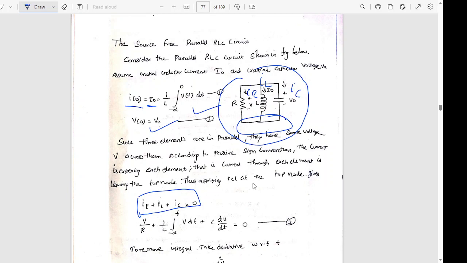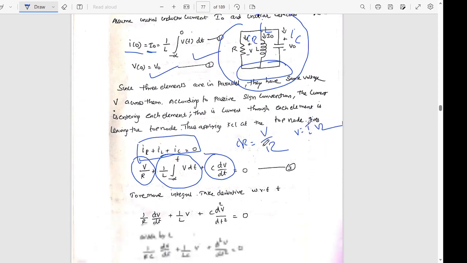IR can be represented as V by R, using Ohm's law, V equal to IR, so I equal to V by R. Then the current-voltage relationship of the inductor is 1 by L integral from minus infinity to t of V dt. And the current-voltage relationship for the capacitor is C dV by dt.